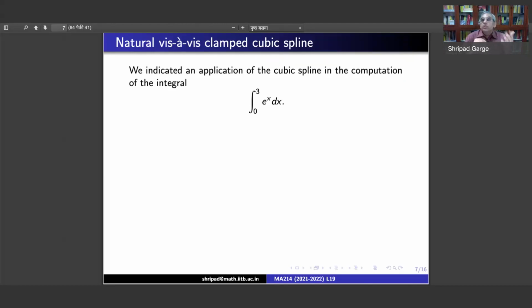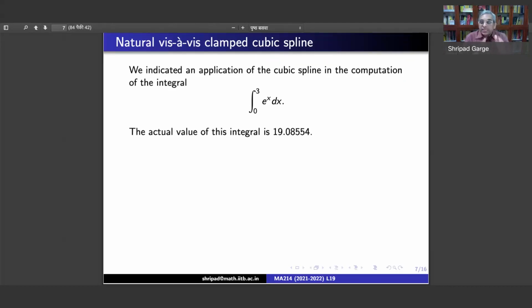But now we have also computed the clamped cubic splines, and here is a nice opportunity for us to compare how these two integral values behave. So in fact, the actual value, which in this case can be computed explicitly because we have a very well behaved and well understood function e power x, but in general you may have a function which may not be so well behaved, and therefore the cubic splines, whether natural or clamped, will come to your rescue in computing the numerical values of the integration. So here the actual value of this integration is about 19.08. And the natural cubic spline will give you the value 19.55.